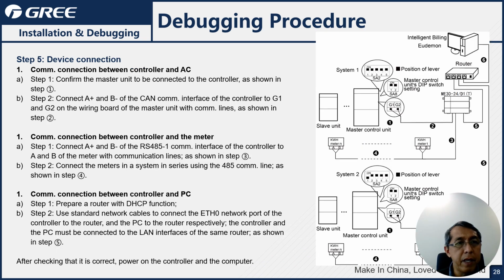For step 5, device connection, you can do COM communication between the controller and AC, COM connection between the controller and the meter, and COM communication connection between the controller and PC. So we have already enumerated all the steps, so you are guided properly. After checking that it is correct, you can power on the controller and the computer.